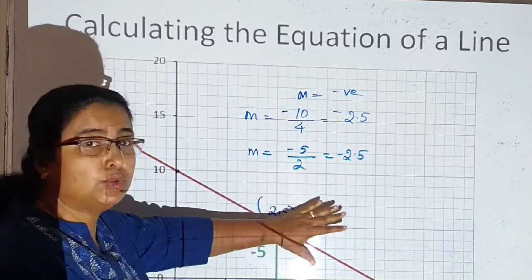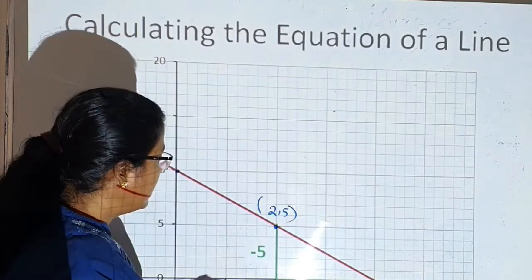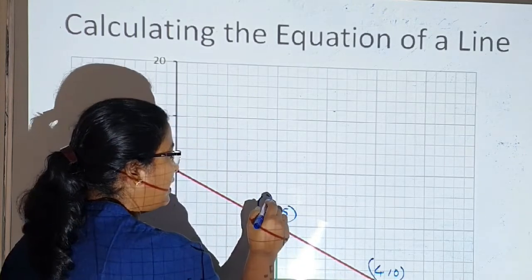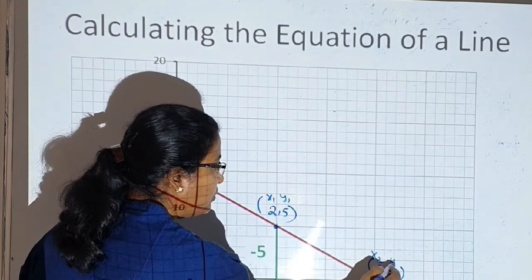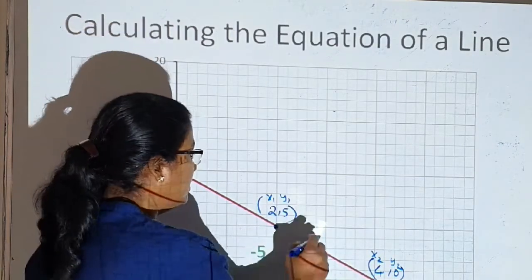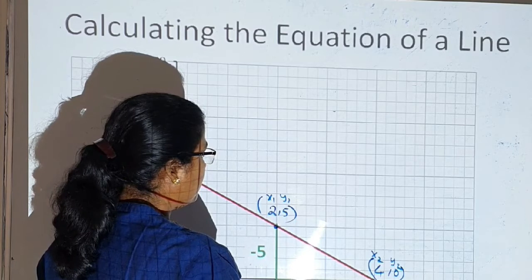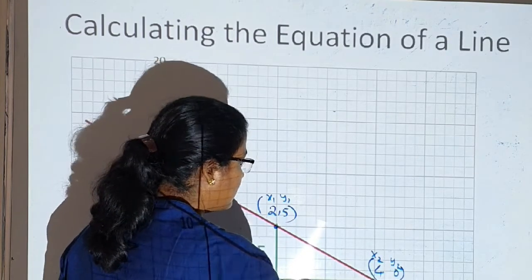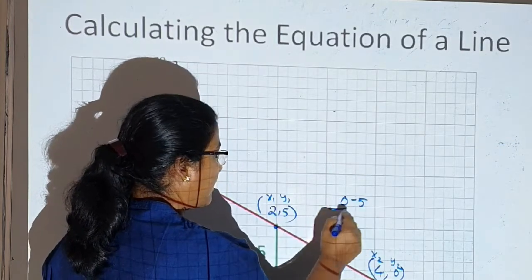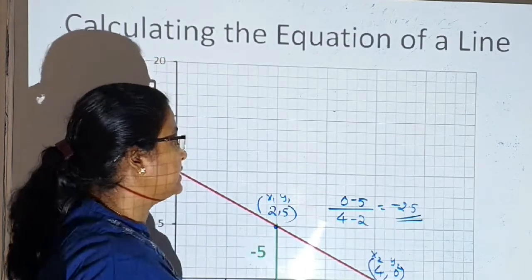Now, if you don't want to use this method, we can follow the other method which I taught you before. Take this point and this point, which is 4, 0. Then use the formula with x1, y1 and x2, y2: y2 minus y1 over x2 minus x1. That is 0 minus 5 divided by 4 minus 2, which is negative 2.5. You will get the same answer.